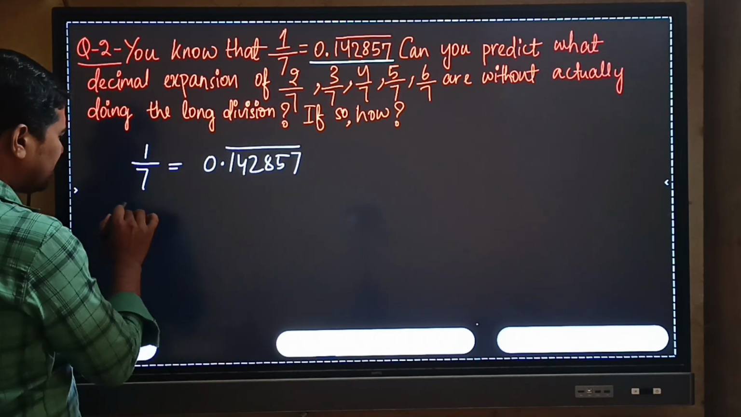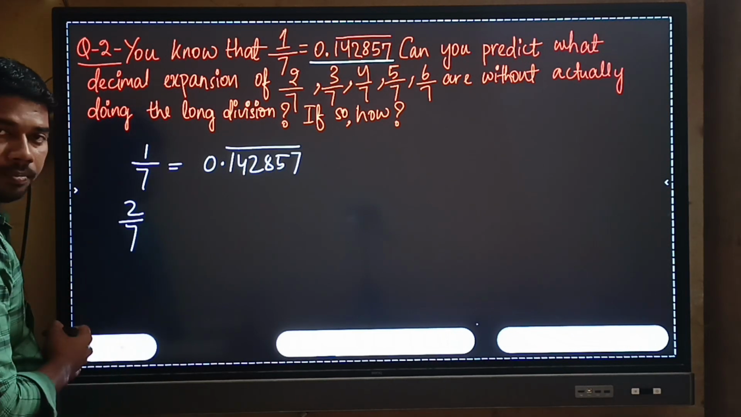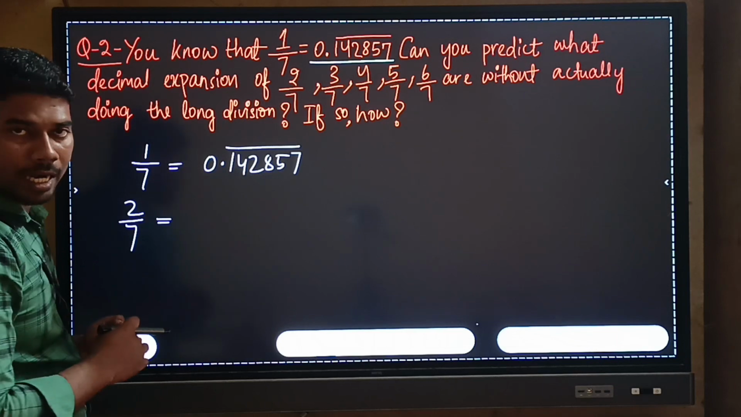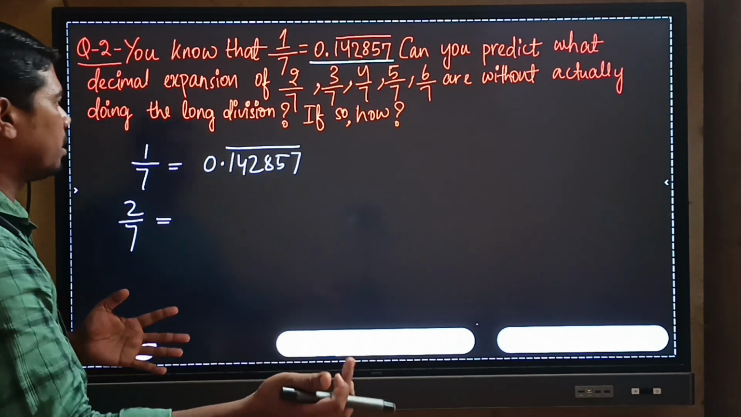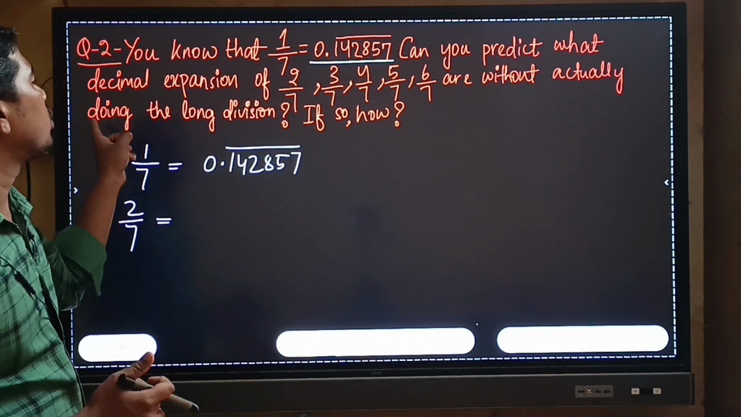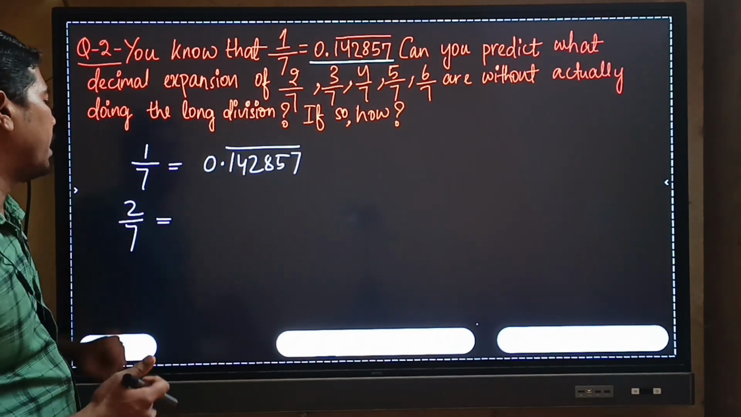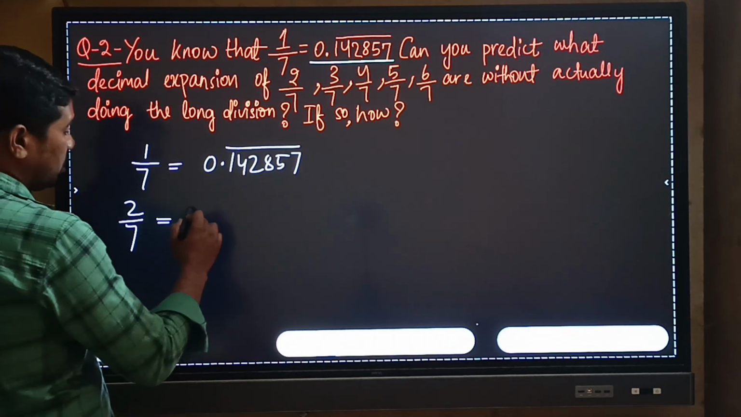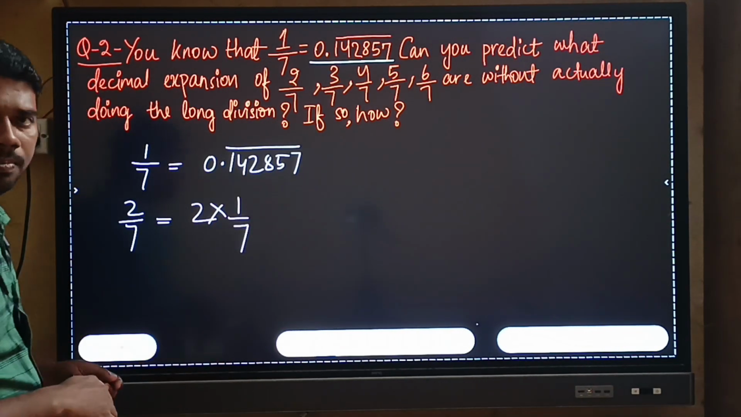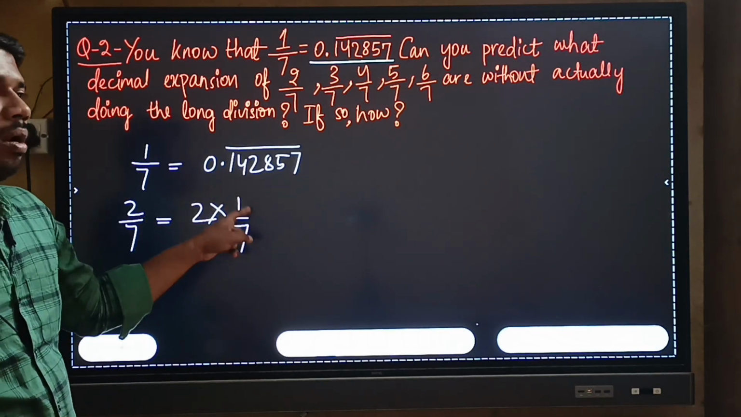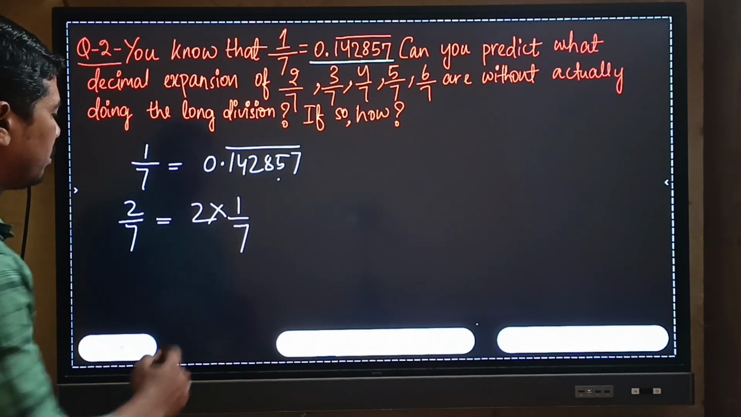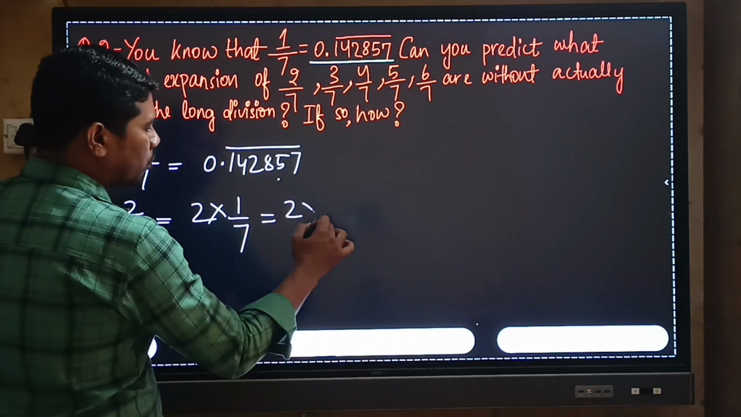So 1 by 7 is this. So you can tell me 2 by 7. I can write it by the long division method, and see whether it is terminating or non-terminating. But the question says we have to find it without actually doing the long division. So 2 by 7 we can write as 2 into 1 by 7. Can we write that? Yes, 1 by 7 is there. The value of 1 by 7 is this. So 2 into 1 by 7.